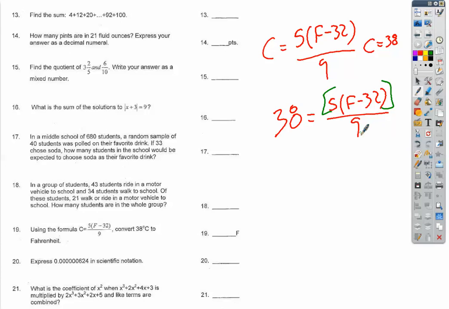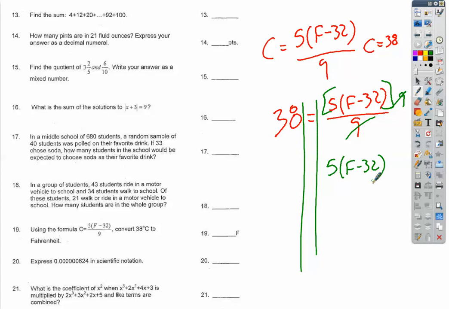So what's the opposite of dividing by 9? Multiplying by 9. So the first thing I'm going to have to do is multiply everything by 9. So if I multiply this side by 9, these 9s cancel out, and I have 5 times F minus 32 is equal to, and I multiply this by 9. So we get 2, 7, so that's 34, I think.